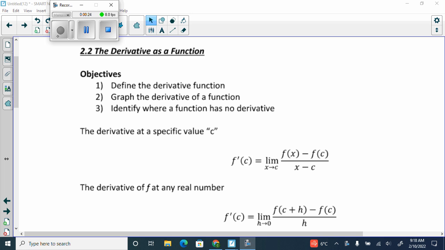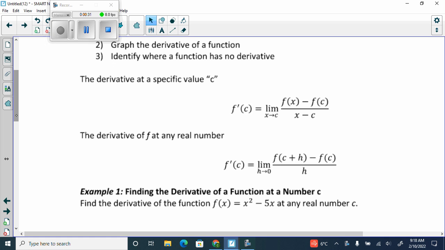So we're going to define the derivative of a function, graph the derivative of a function, and identify where a function has no derivative. So we have this one and this one. Here's where it shows you the two separate ones, previous to today's little thing where you were freaking out. So here's your two separate limits that you could use.